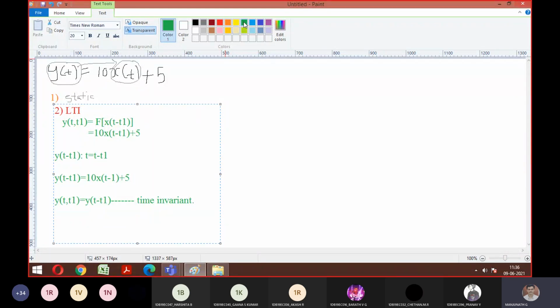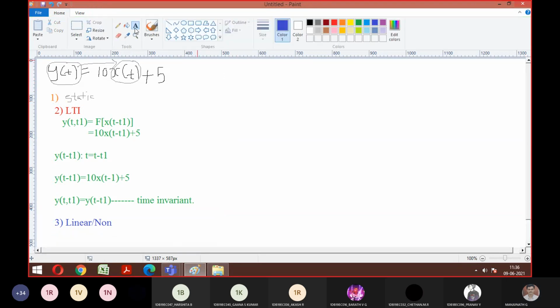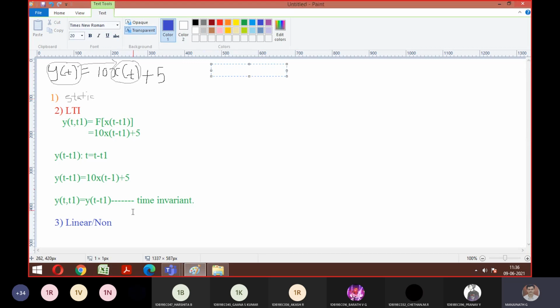So let's move on with the third category now. The third one, which is the property you did? Linear or non-linear? Correct? Yes, sir. So what is the procedure now? Okay, let me take this side. So what is the procedure to solve linear and non-linear? Property number 3.